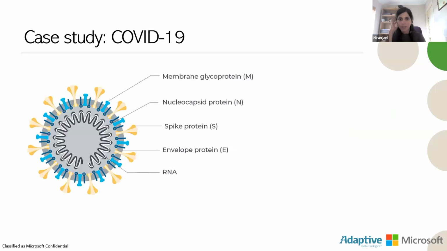So let's turn back to COVID-19 in this example. The viral envelope of SARS-CoV-2 is made up of 3 proteins. So the membrane protein, the envelope protein, and the spike protein. The spike protein is what we believe to be responsible for binding to host cells and initiating viral infection. And so that's been the target of vaccine development.